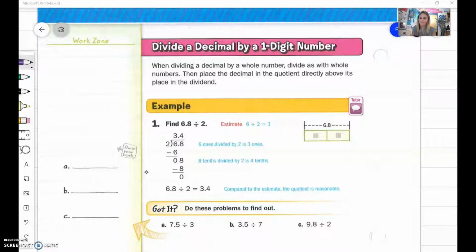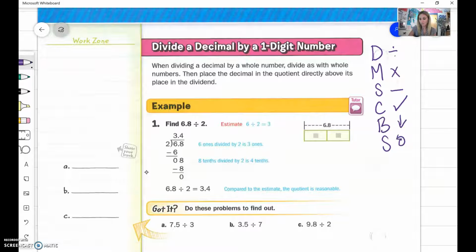All right. We're going to skip that first page, but we're going to do a quick check-in about what the algorithm for dividing is. Remember, does McDonald's sell cheeseburgers on Sunday? So we divide, multiply, subtract, check, bring down, start over. Go ahead and put that. Again, what I'm writing on my paper, you're writing on your paper.